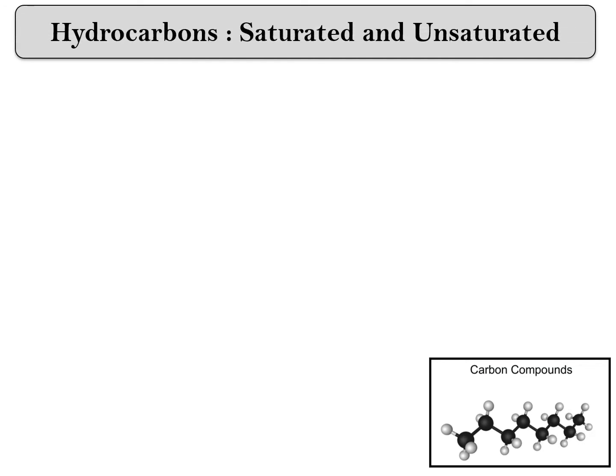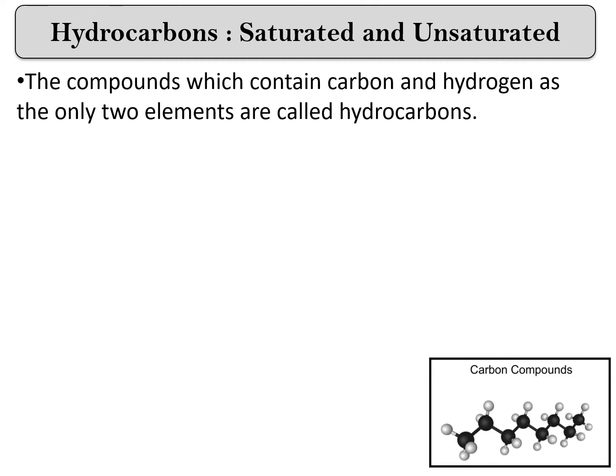First topic, hydrocarbons, saturated and unsaturated. The compounds which contain carbon and hydrogen, the only two elements, are called hydrocarbons. As the name suggests, hydro is for hydrogen, carbon is for carbon. So when carbon and hydrogen come together, that compound is called a hydrocarbon.